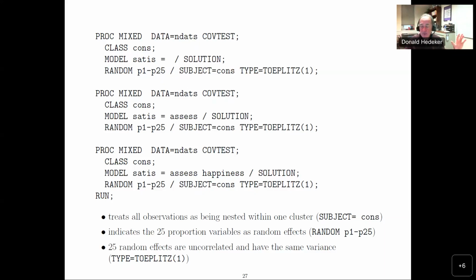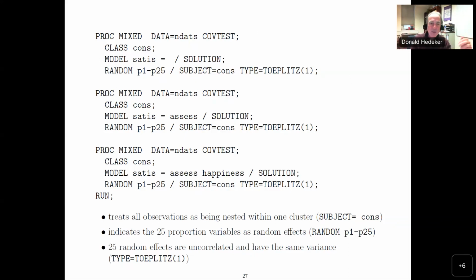Can you believe that? Blows your mind, right? However, type equals Toeplitz 1, what that syntax tells SAS is that all of these random effects essentially have the same variance. Okay? That's the nurse variance. That's the cluster variance. Okay, and they're uncorrelated. So that's what's going to tell SAS basically there's only one variance. It's the nurse variance, right?